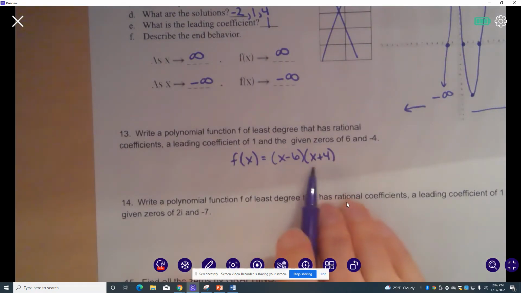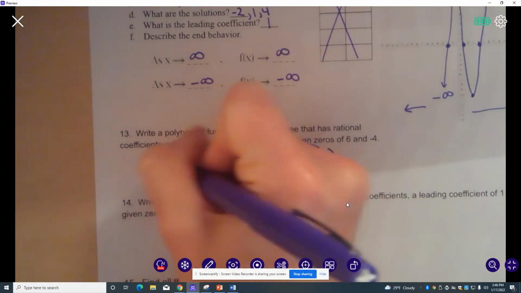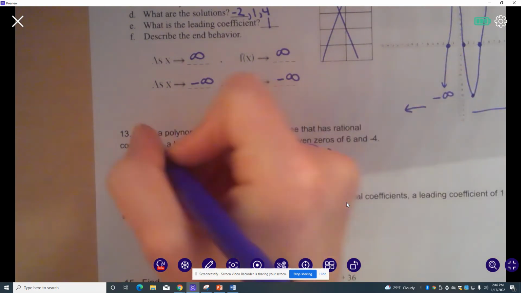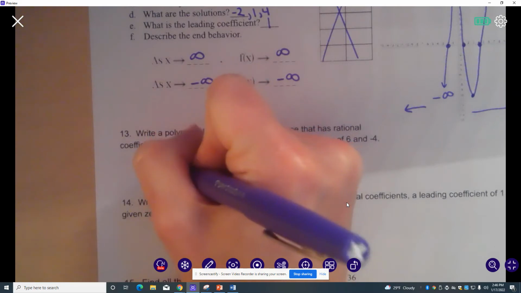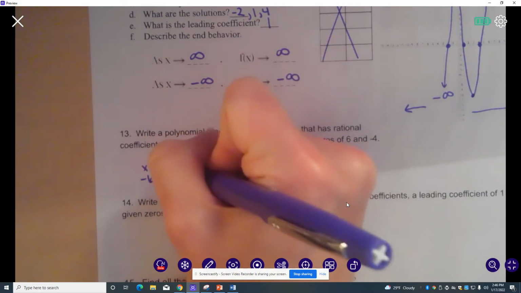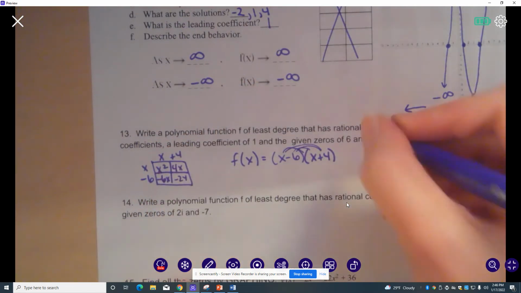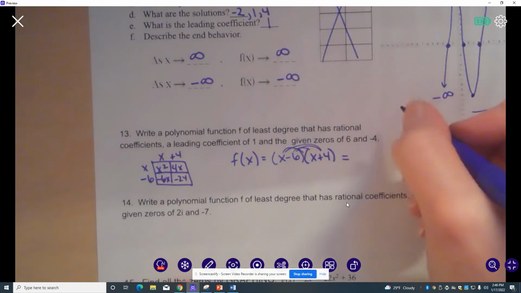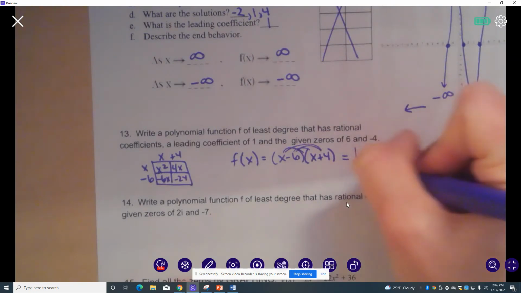So I'm just going to multiply these things. You can either multiply using FOIL, or you can always make a 2 by 2 box. Go ahead and multiply and combine your like terms. So my final answer is this can be written as x squared minus 2x minus 24.